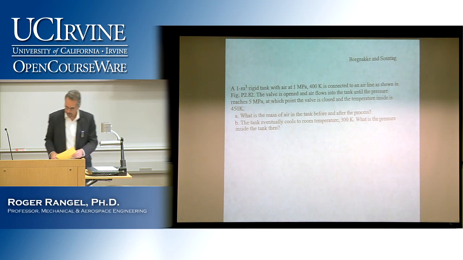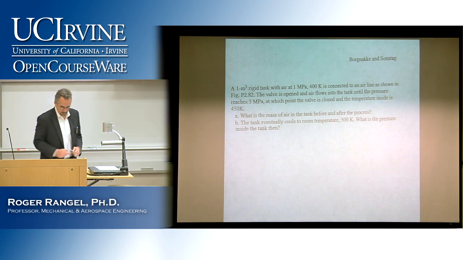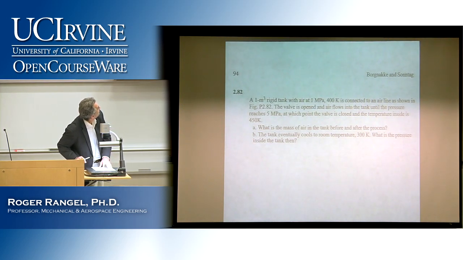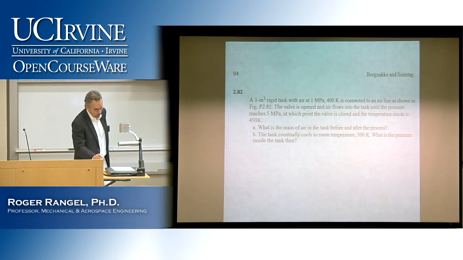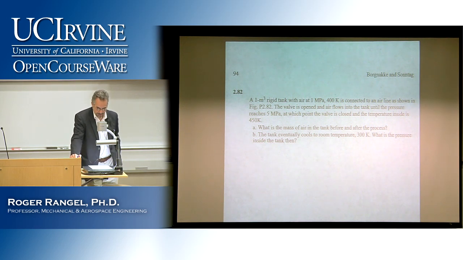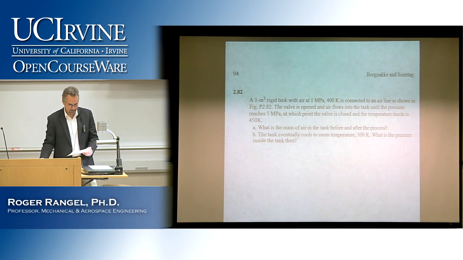I think this is in your homework too. So I wouldn't probably do the whole thing, but 282. Okay, so it says a 1 cubic meter rigid tank with air at 1 megapascal, 400 Kelvin, is connected to an air line, as shown in there is a figure somewhere that looks like this.